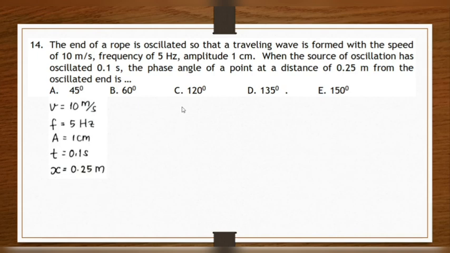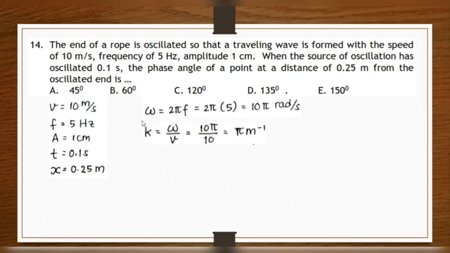First, we have to find omega. Omega is 2 pi f. It is equal to 2 pi multiplied by the frequency, 5, equals 10 pi radian per second. And then we find the K, which is omega over V. The omega is 10 pi. The velocity is 10 meters per second. So K is pi in the unit of meter to the power of minus 1.